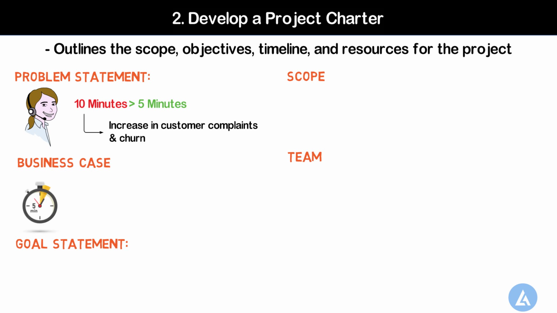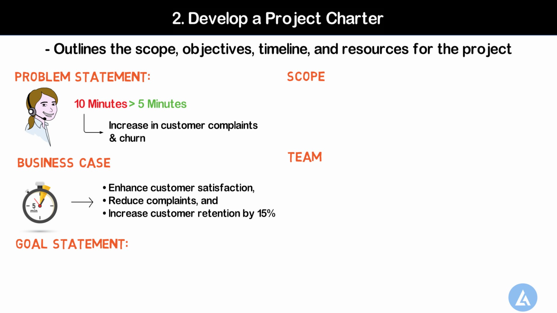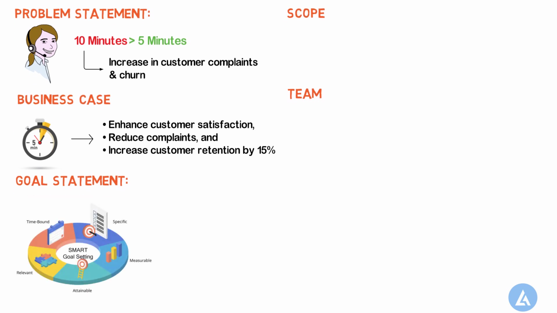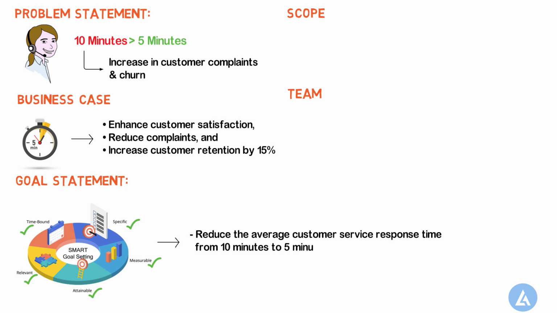Business case. Reducing response time will enhance customer satisfaction, reduce complaints, and potentially increase customer retention by 15%. This is a very important part of the project charter which explains why we want to work on this project now. The next part of the project charter is the goal statement. This goal statement must be SMART. SMART stands for specific, measurable, attainable, relevant, and time bound. For example, reduce the average customer service response time from 10 minutes to 5 minutes within 6 months.